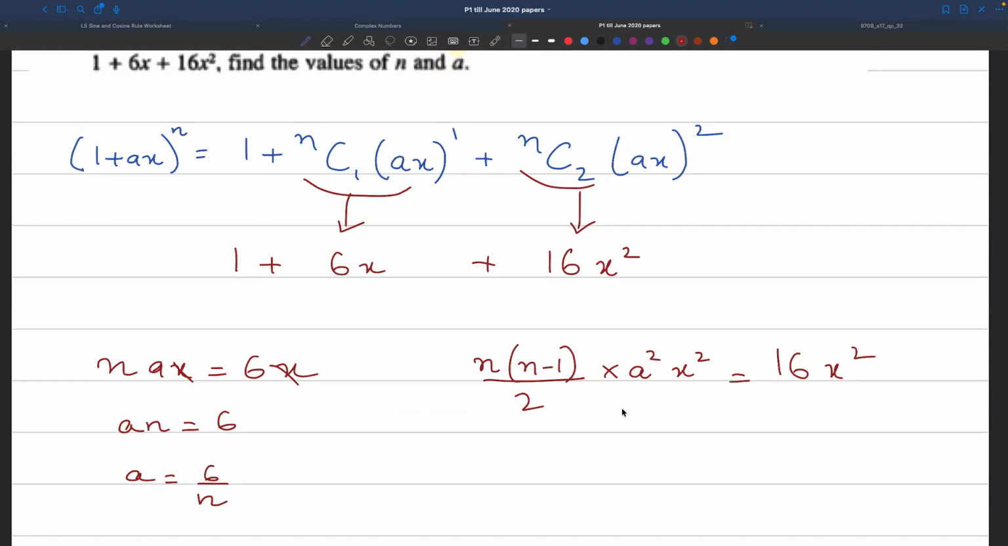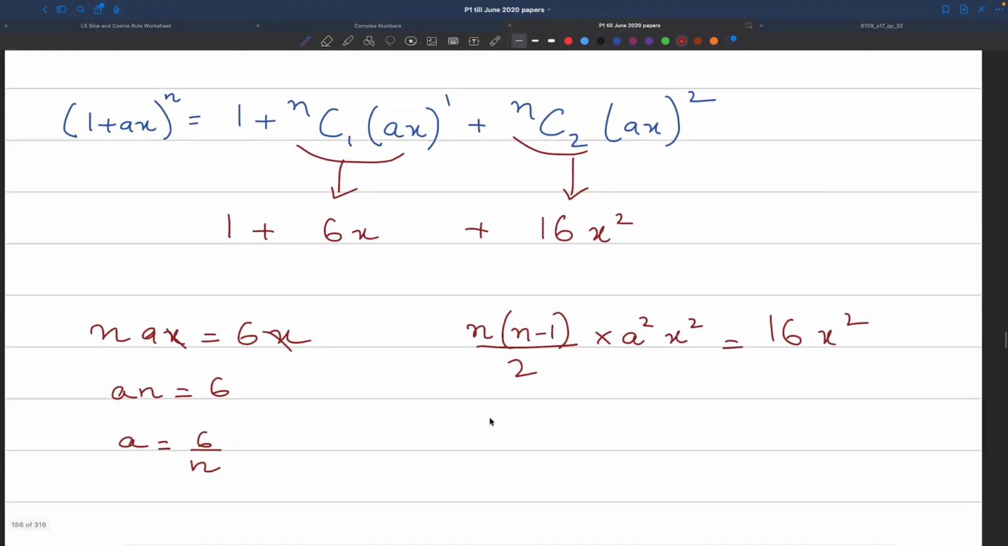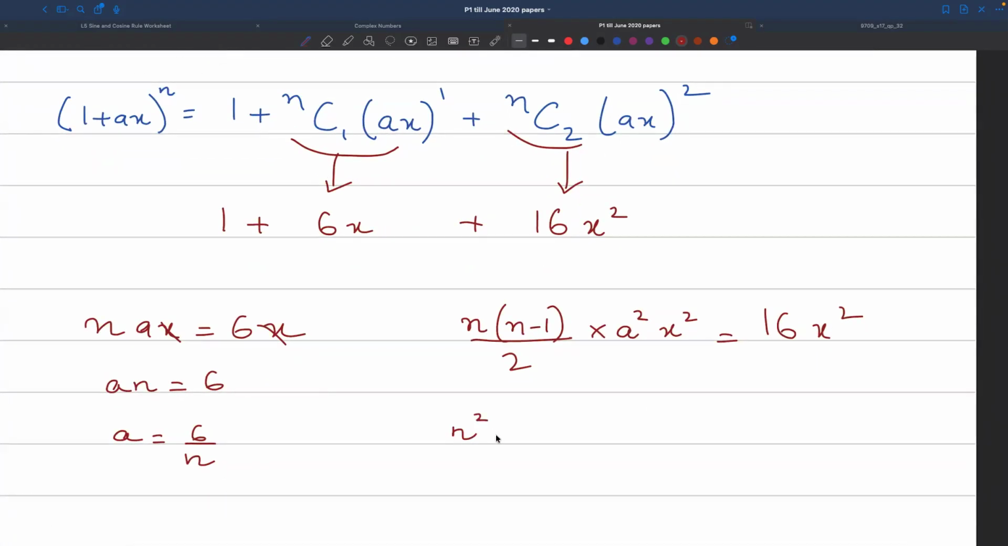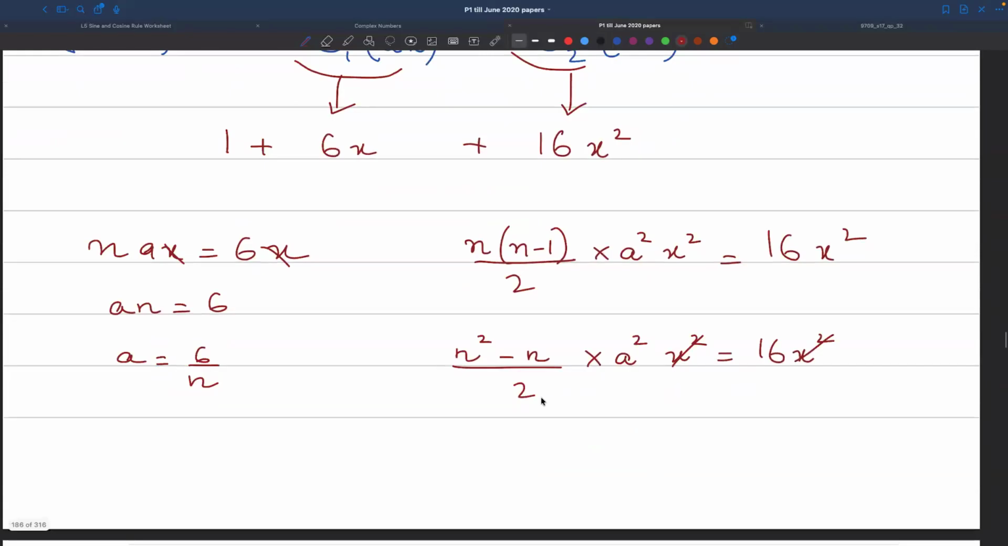Yes. Okay. So I have this equation over here where I have (n² minus n) upon 2 multiplied by a²x² is equal to 16x². Let's get rid of this x² over here. And let's also multiply, because this is multiplying, so 2 will multiply over there. So (n² minus n) multiplied by a² is equal to 32. My bad, 32.